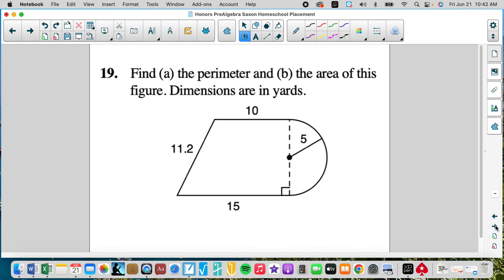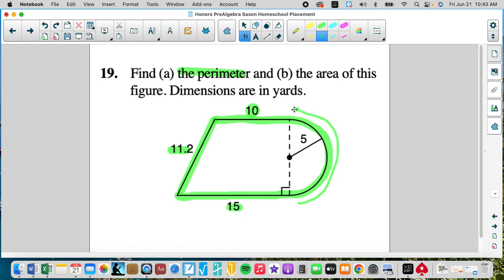Oh yeah, I also enjoy these types of perimeter and area. So perimeter means the distance around the object. So when we want to find the perimeter of an object, we have to find this distance. So the distance around the object. So I'm going to sort of look at certain things. I have some straightforward things. That distance is 10. This distance is 11.2. This distance is 15.